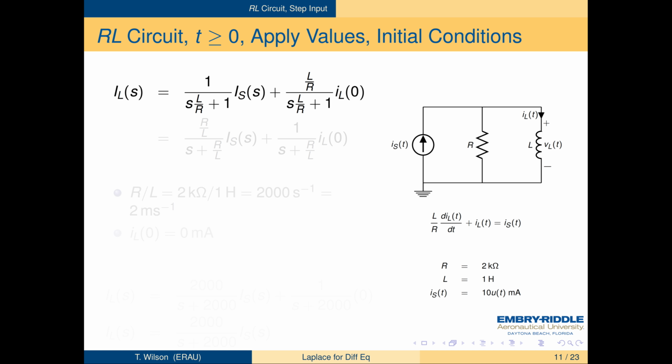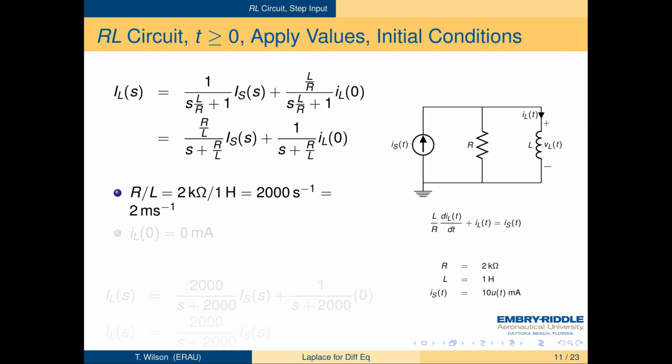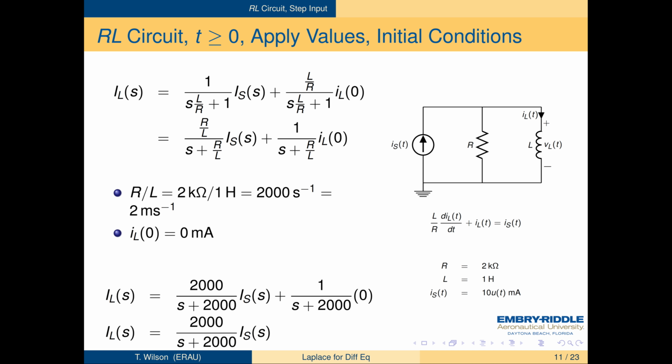Now we use the component and initial condition values. We know we're going to want the denominator to have a leading coefficient of 1, so we multiply everything by R over L over R over L. For R equals 2 kilohms and L equals 1 henry, R over L is 2,000 per second, which is 2 per millisecond. From our earlier analysis, I sub L at t equals 0 is 0. We plug these into our expression for cap I sub L of s, and the initial condition term drops out, leaving us with cap I sub L of s equals 2000 over s plus 2000 times the Laplace transform of the input.